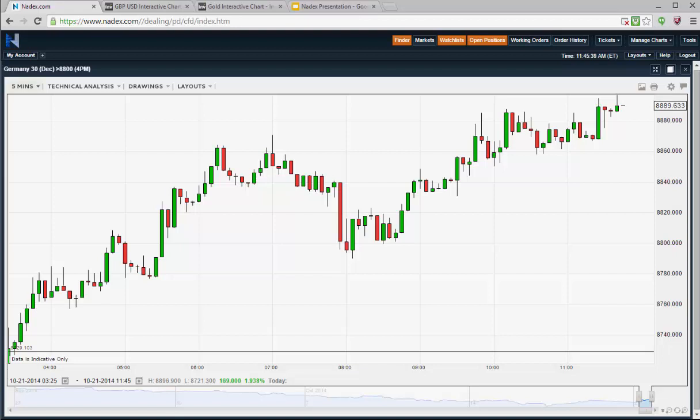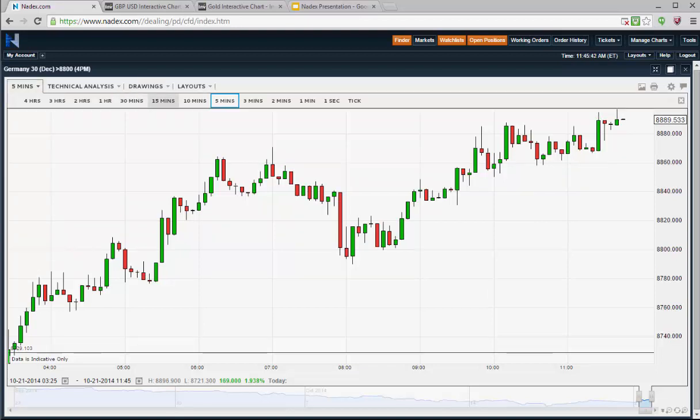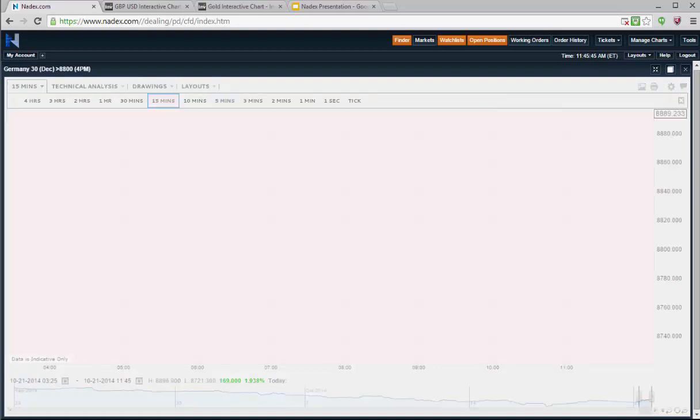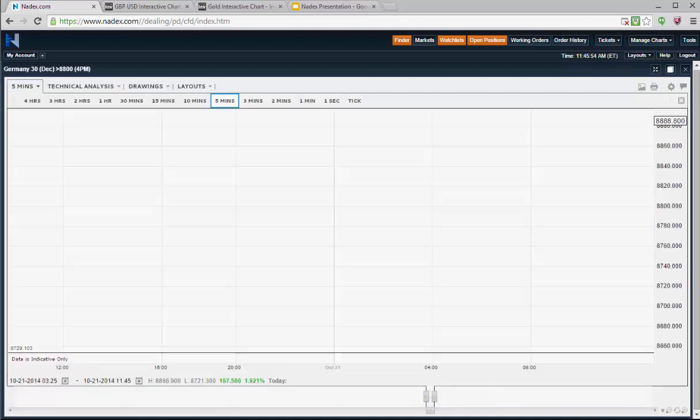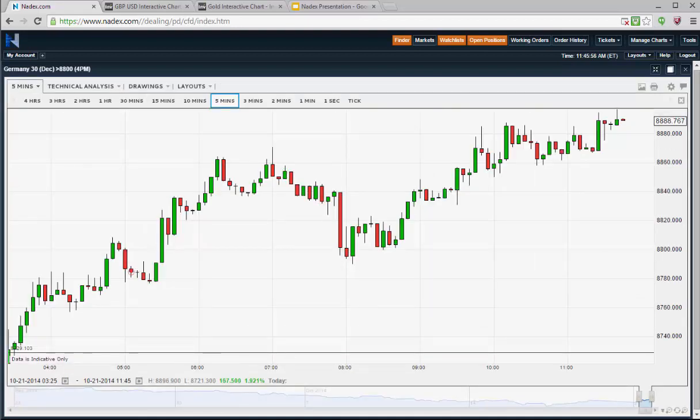Here's the German DAX today on a 5-minute chart. I'm going to move this to a 15-minute chart. It has a number of indicators. I'm going to go back to 5, because this is just showing where the trading day started. I'll go back to the 5-minute chart just because it looks pretty good.